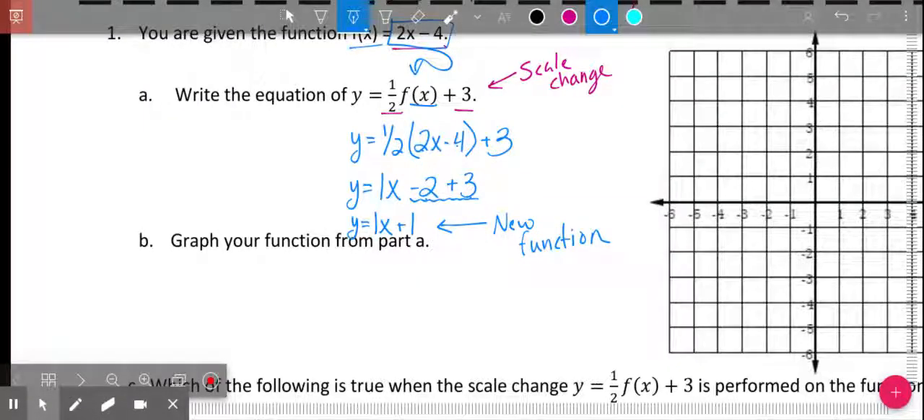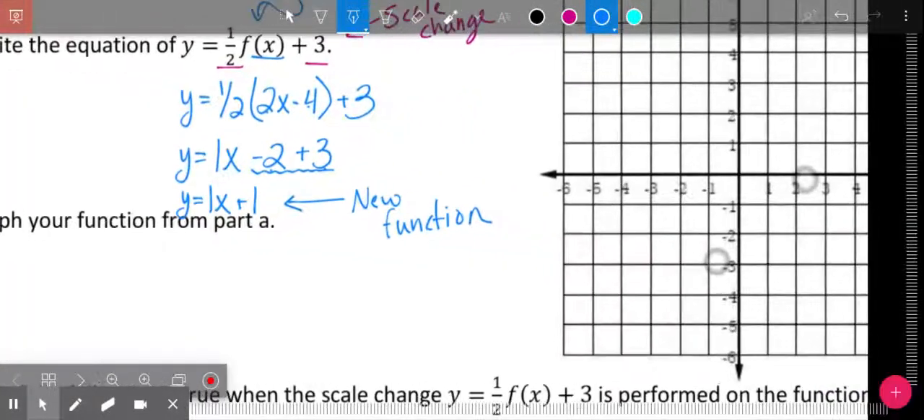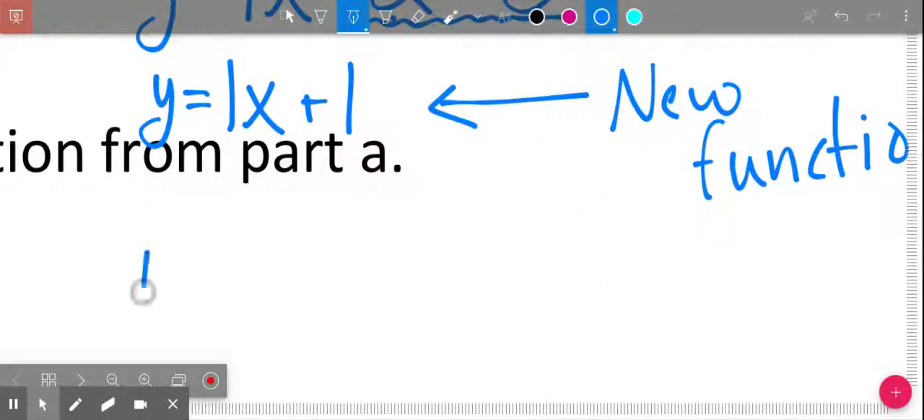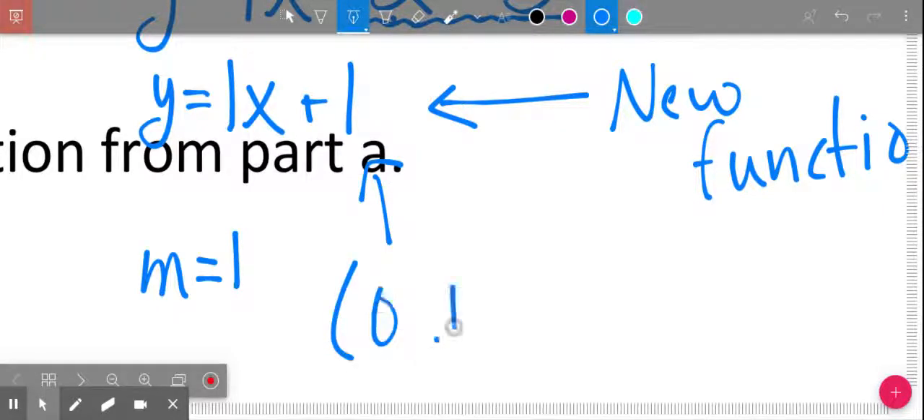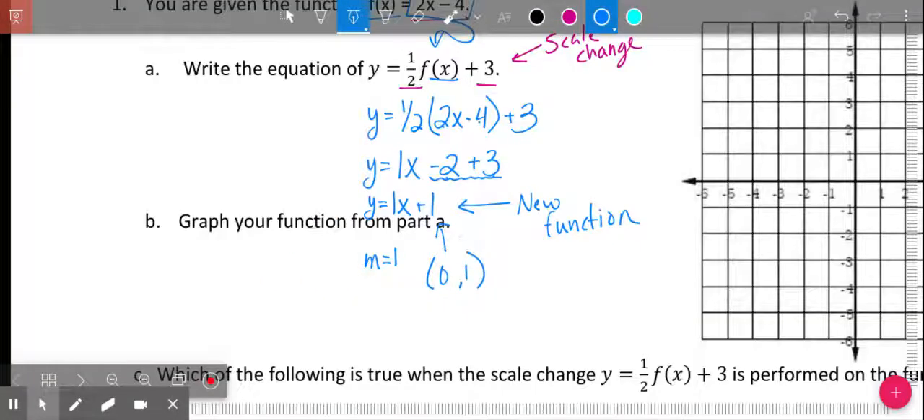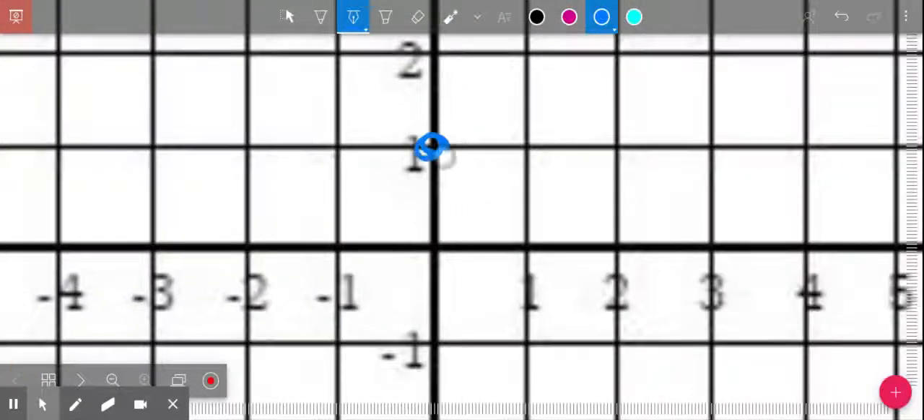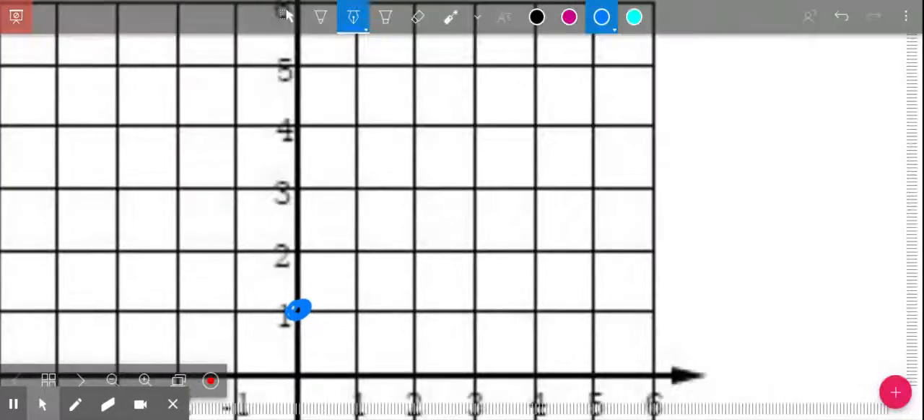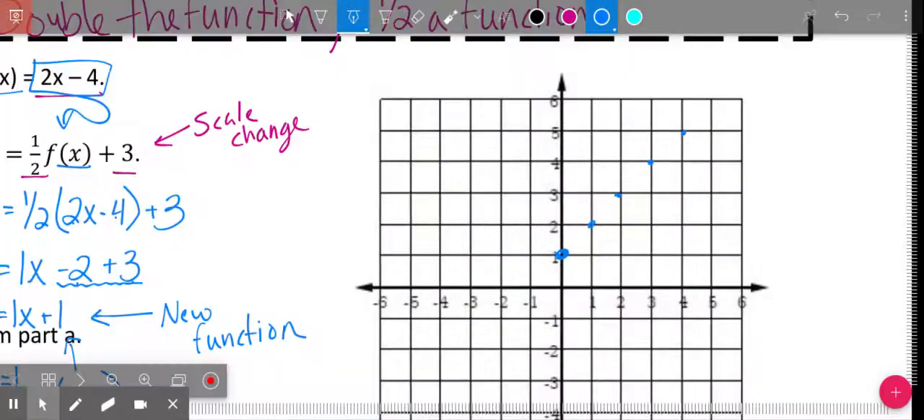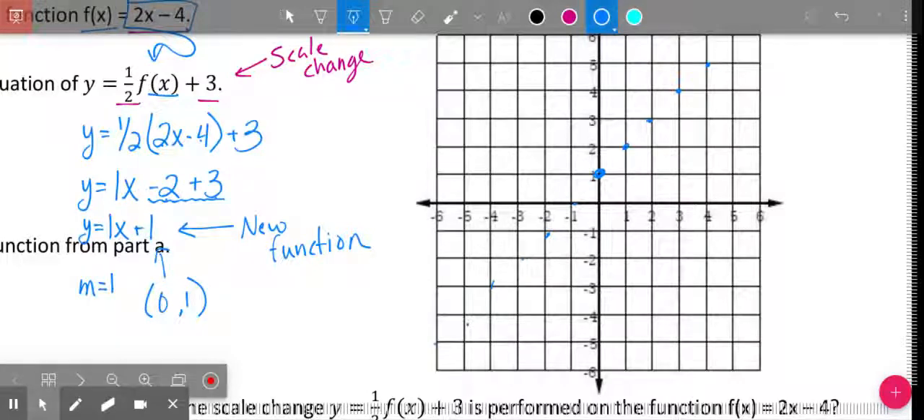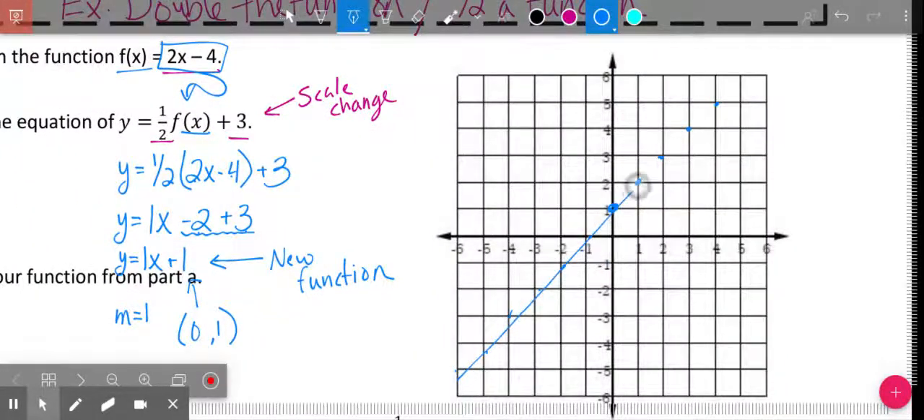Awesome, that's great. Now we're going to graph your function from part A. This is in slope-intercept form, so my slope is 1. My b value is 1, so that means my y-intercept is (0, 1). So we're going to go over here to (0, 1) and plot a point. My slope was 1, so I'm going to go up 1 and over 1, up 1 and over 1, up 1 and over 1, and so on and so forth. Then we connect the points and we're good to go.